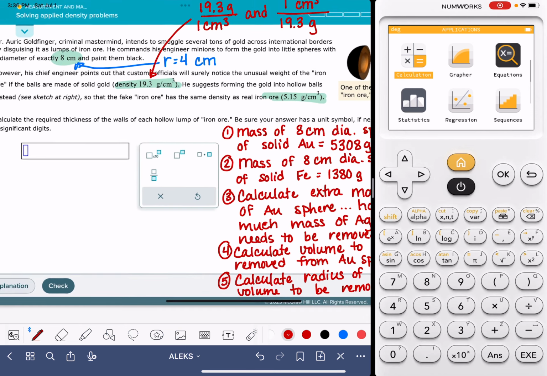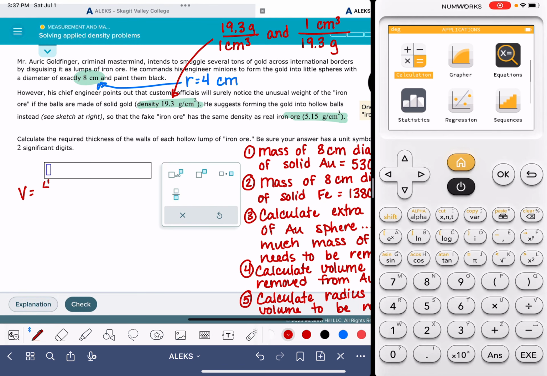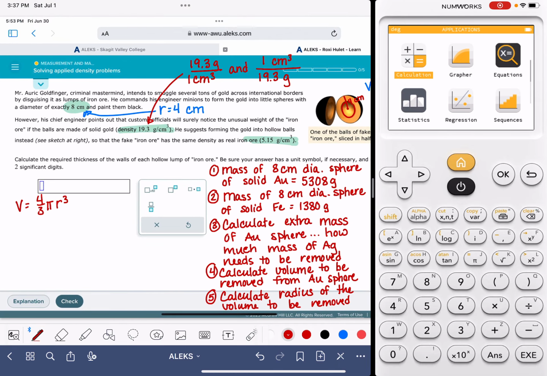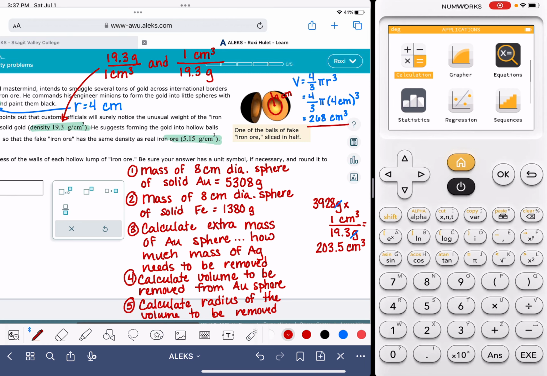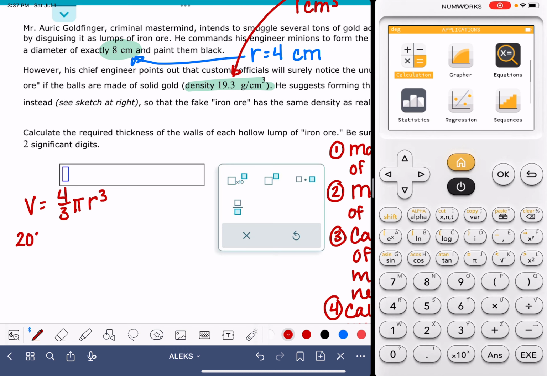I'm going to use the equation for the volume of a sphere. Volume equals 4/3 pi r cubed. I know my volume. The volume is 203.5 cubic centimeters. This is such a beast of a problem. That's equal to 4/3 pi times the radius cubed. So I'm going to divide both sides of this equation by 4/3 pi so that that cancels out, and we'll solve for the radius cubed.